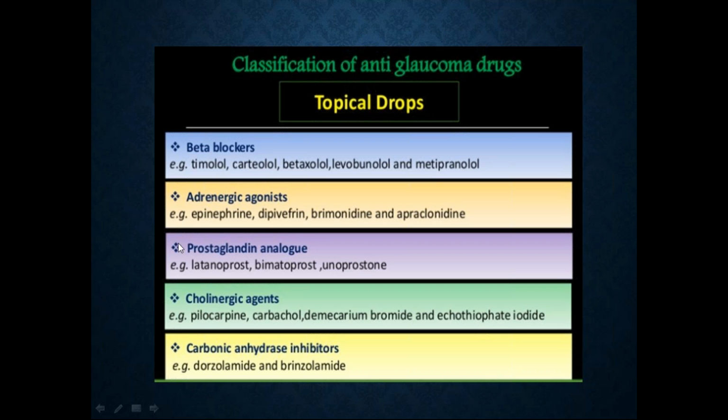Next, prostaglandin analogs: latanoprost, bimatoprost, and unoprostone. Unoprostone is the latest drug, but the most commonly used is latanoprost. Cholinergic agents are pilocarpine, carbachol, demecarium bromide, and ecothiopate iodide. The most commonly used is pilocarpine. Carbonic anhydrase inhibitors are dorzolamide and brinzolamide. Both are used, but the most commonly used is dorzolamide. So these are all the topical drugs available.